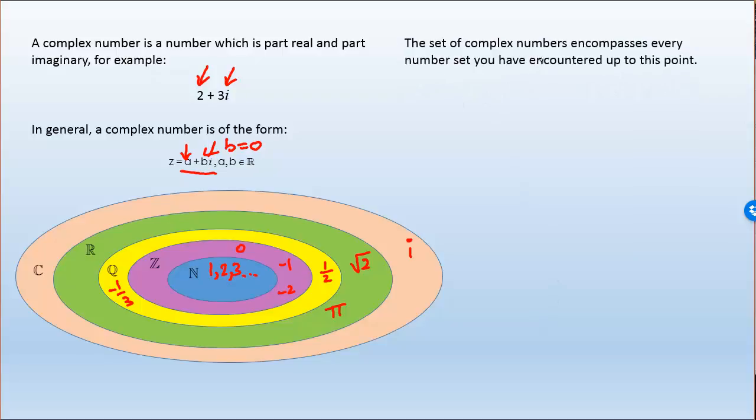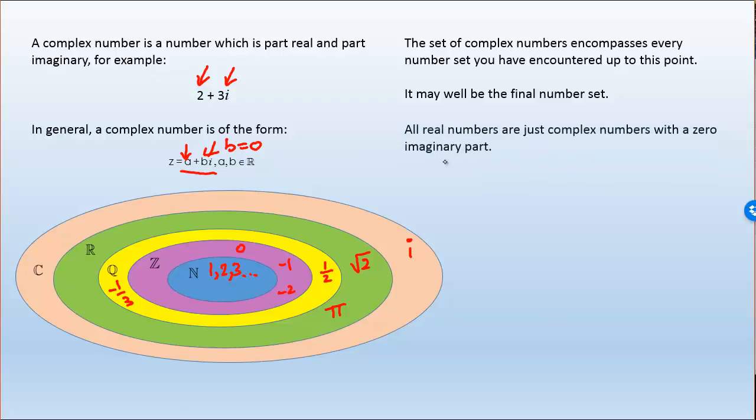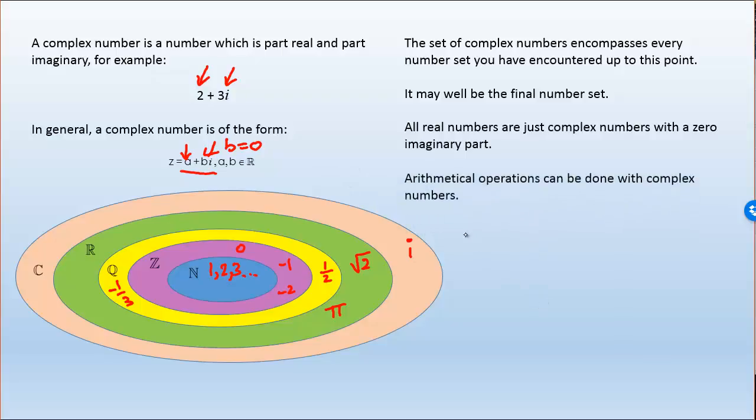The set of complex numbers encompasses every number set you have encountered up until this point. It may well be the final number set. We don't have another set that goes around it at present. All real numbers are just complex numbers with a 0 imaginary part, and we've spoken about that. Arithmetical operations can be done with complex numbers, and we're going to look at that in the examples.